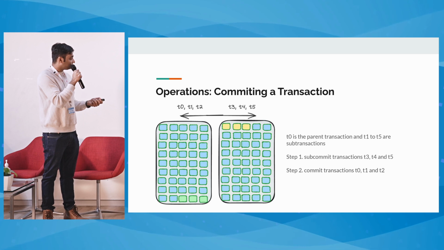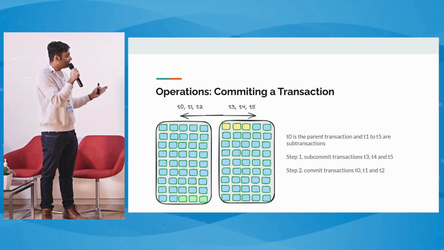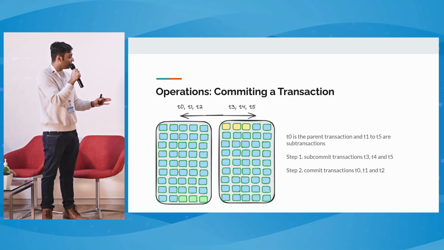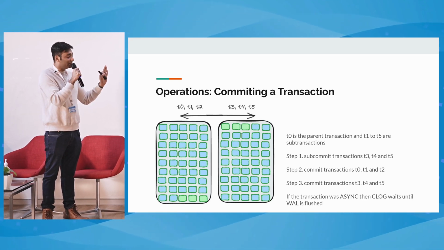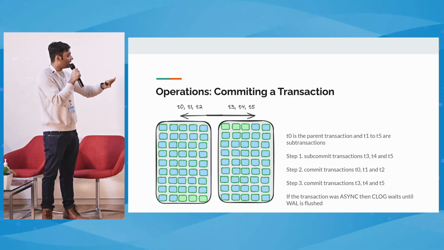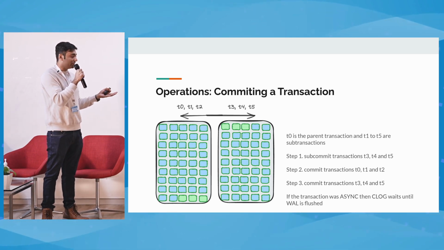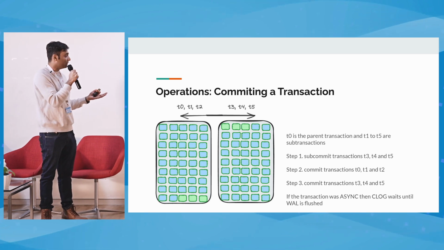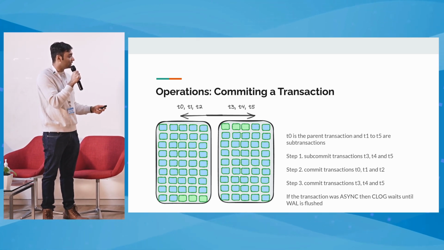In the next step, we atomically commit transactions T0, T1 and T2. And as the final step, we commit transactions T3, T4, and T5. Now at this point, my entire transaction is committed, and it's also flushed to the disk, if it's optimal to do that. And again, this is the async behavior which I've talked about.